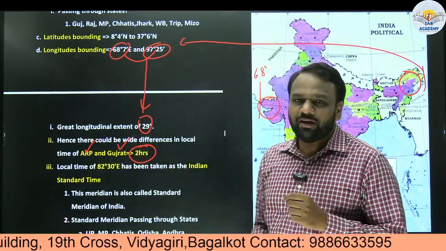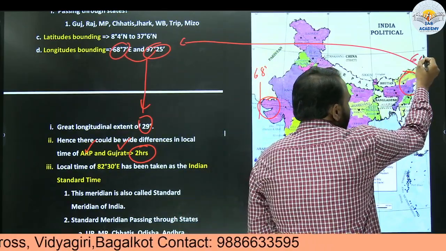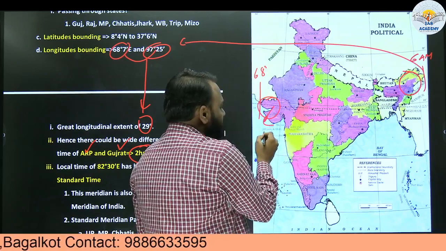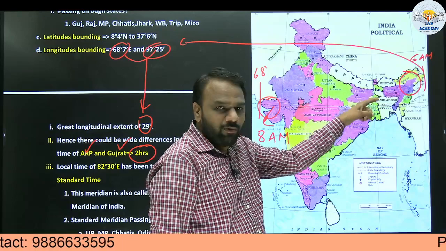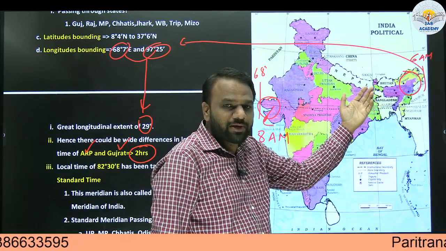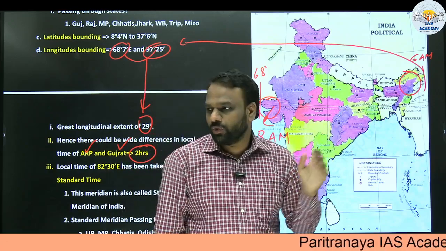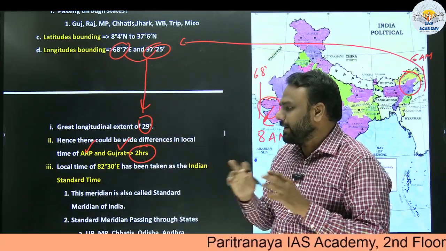So what does it mean? It means as per the standard time, if the sun rises at 6 a.m. here, then in Gujarat, when does the sun rise? The sun will rise at 8 a.m. So the timing in Arunachal Pradesh is 2 hours ahead, and here it is lagging by 2 hours. That is why this longitudinal difference of 29 degree becomes important.